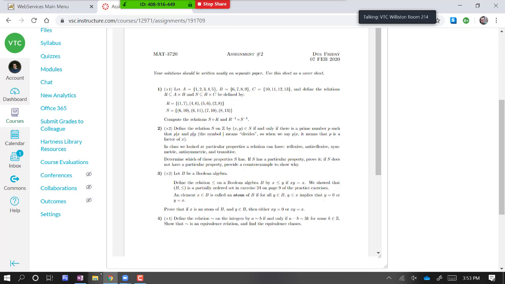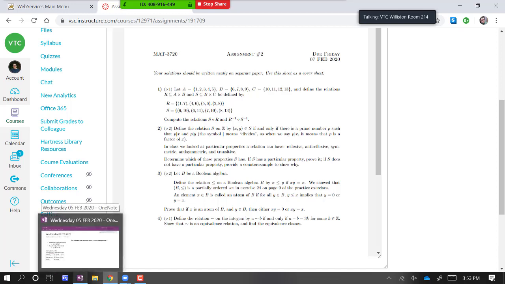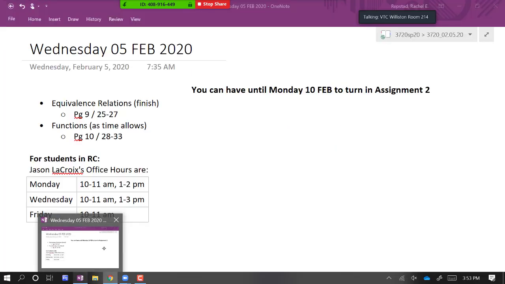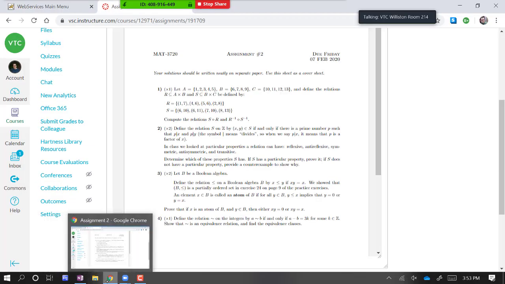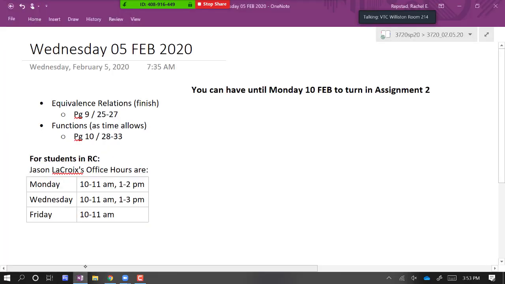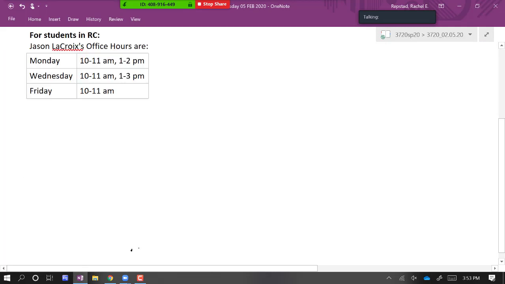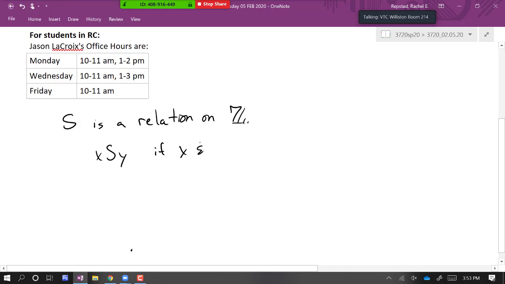All right, so we've got a relation S on the integers, which we're defining by saying x and y are related if there's a prime number p such that p divides x and p divides y. So in number 2, we're saying S is a relation on Z, and x is related to y. I'm going to use that notation. I find it convenient. X is related to y if x and y share a prime divisor, is basically what that says.